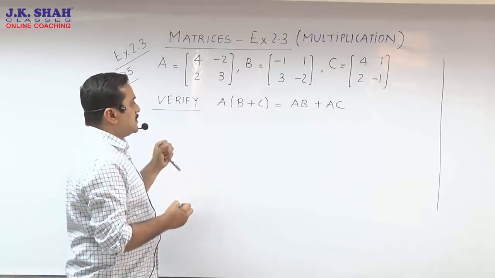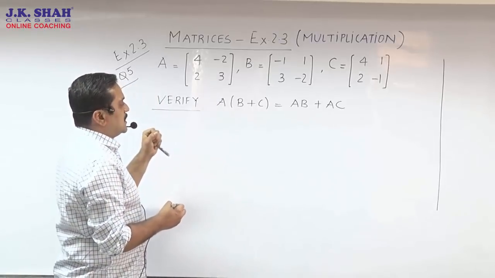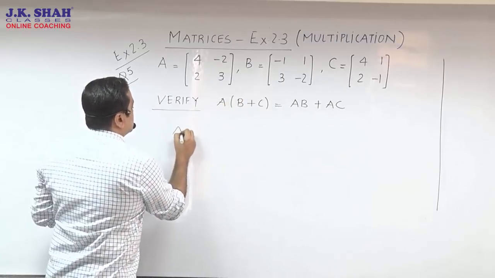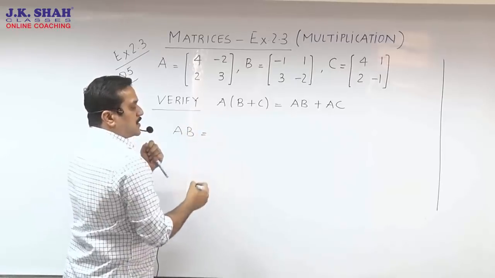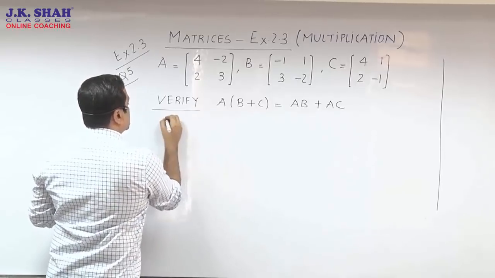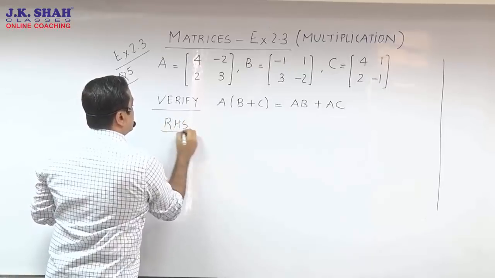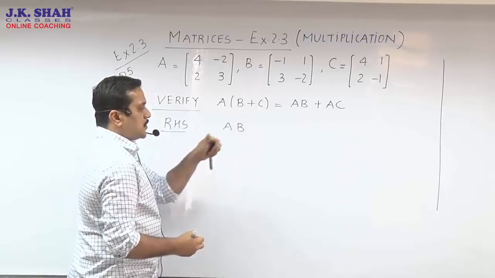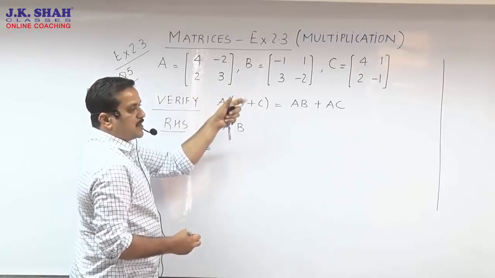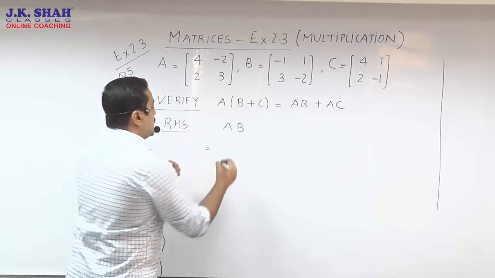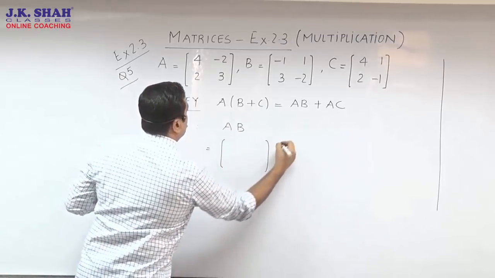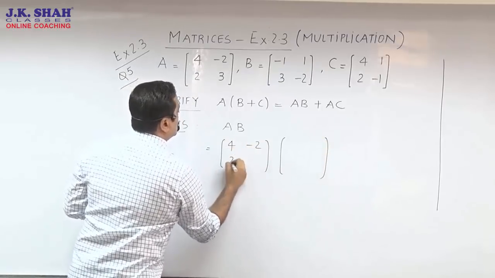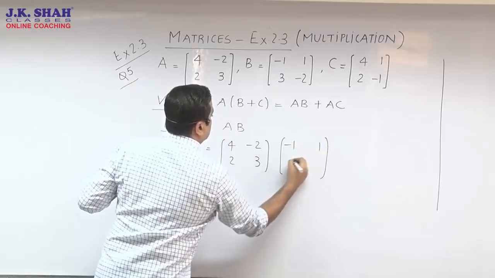So to start with the sum, I'll pick up my RHS. In the RHS I have to work out AB plus AC. So I'll work out AB first. I'll solve it in parts. I'll put the heading that I'm solving the RHS side, and from it I'll first pick up my AB. So what I request you now is to pause the screen, copy your AB matrix and start multiplying. For me to give you the start, one second, do not pause the screen please. Let us say it's 4, minus 2, 2, 3, minus 1, 1, 3, minus 2.